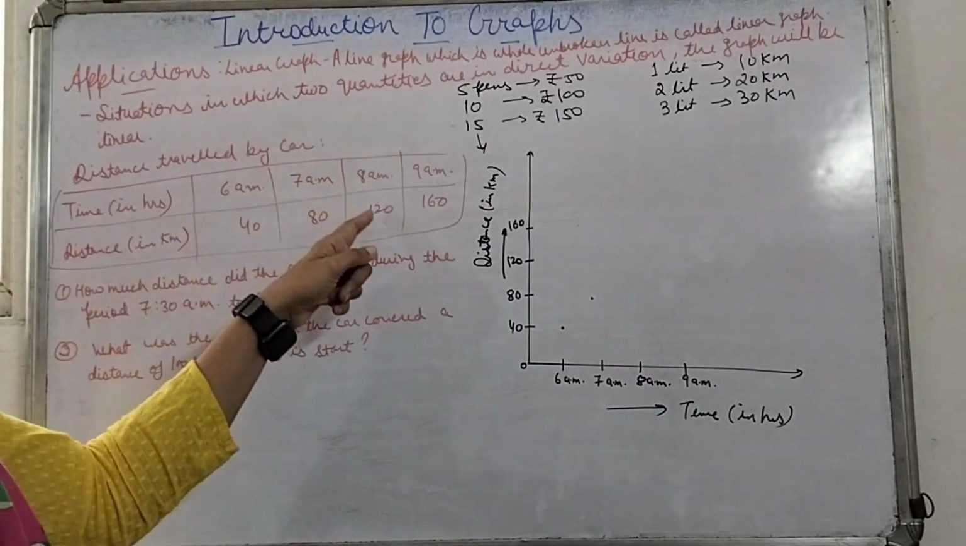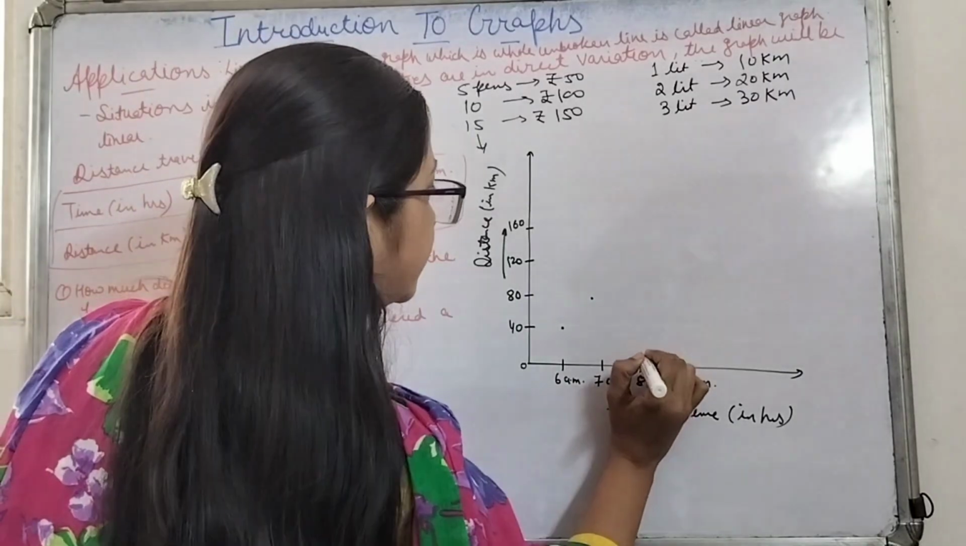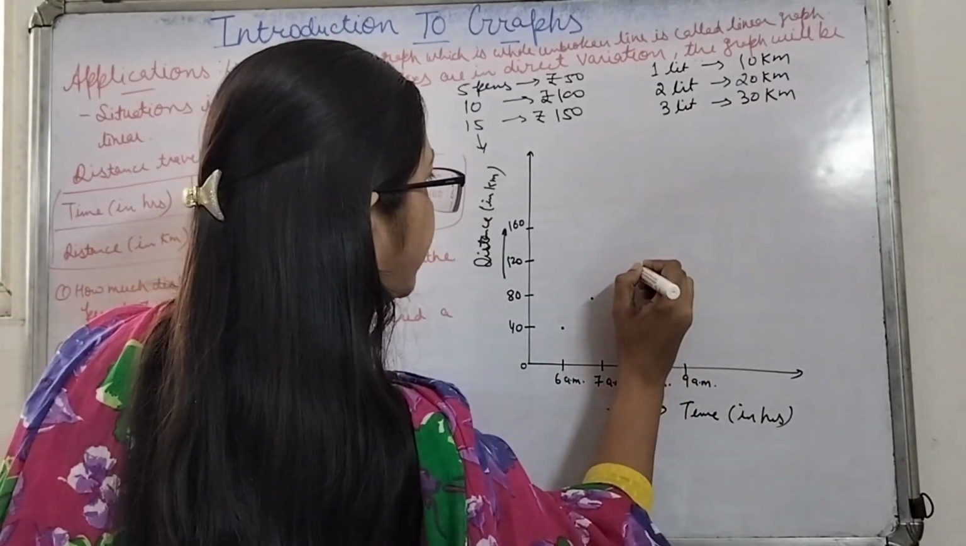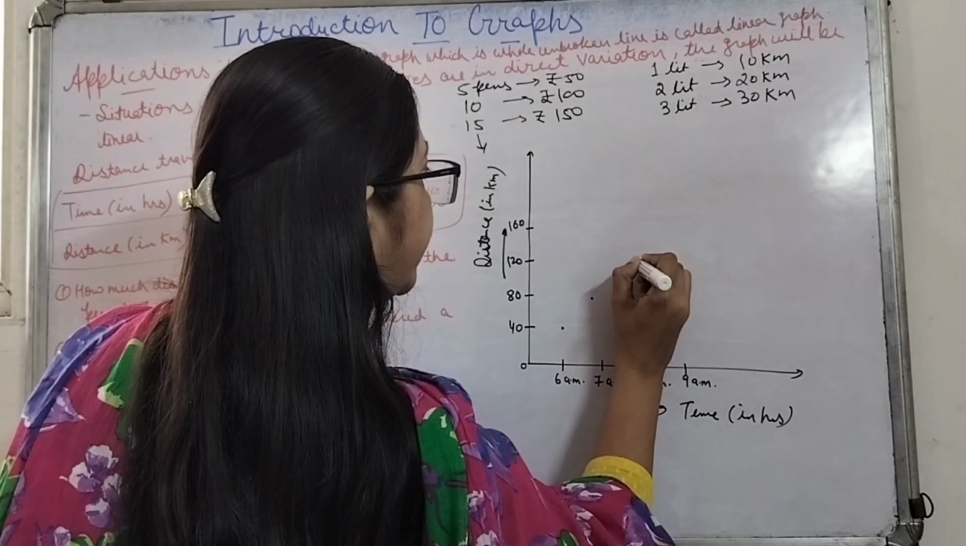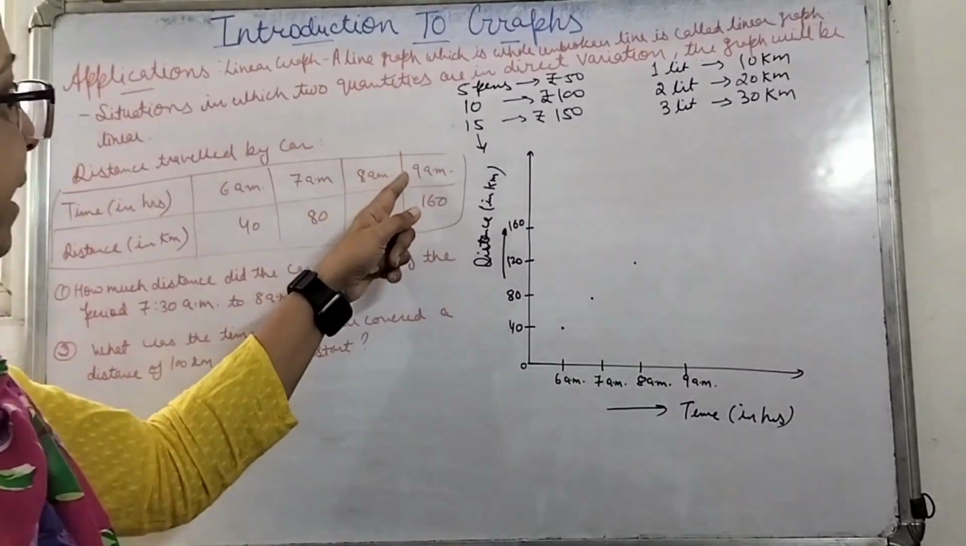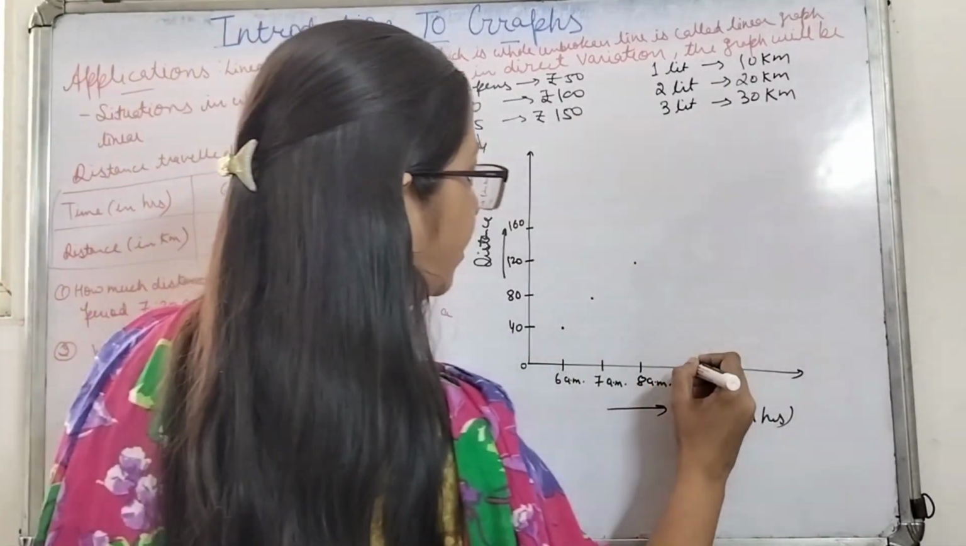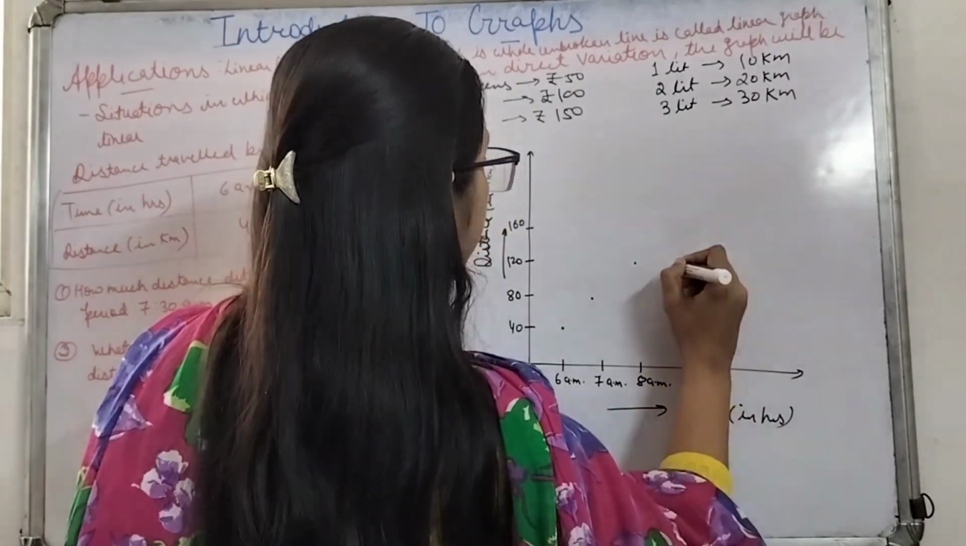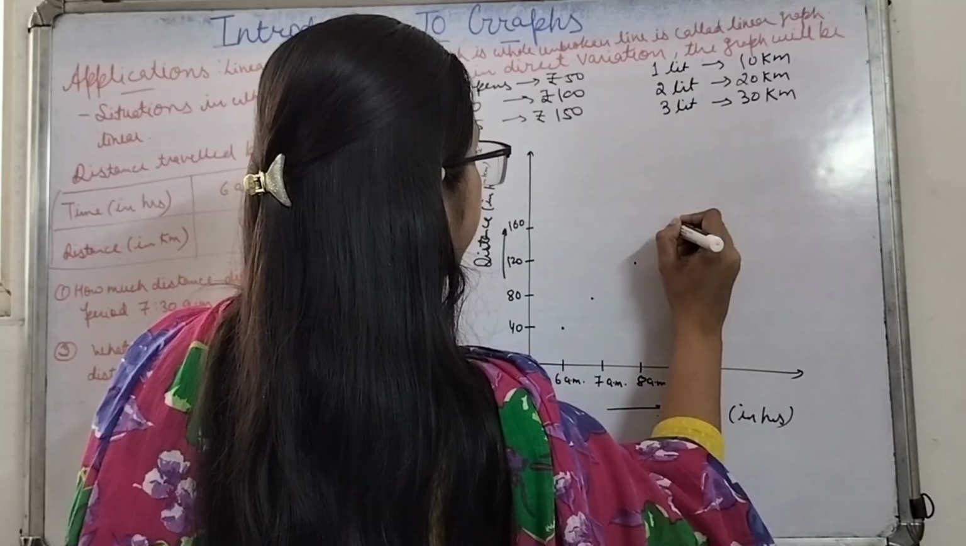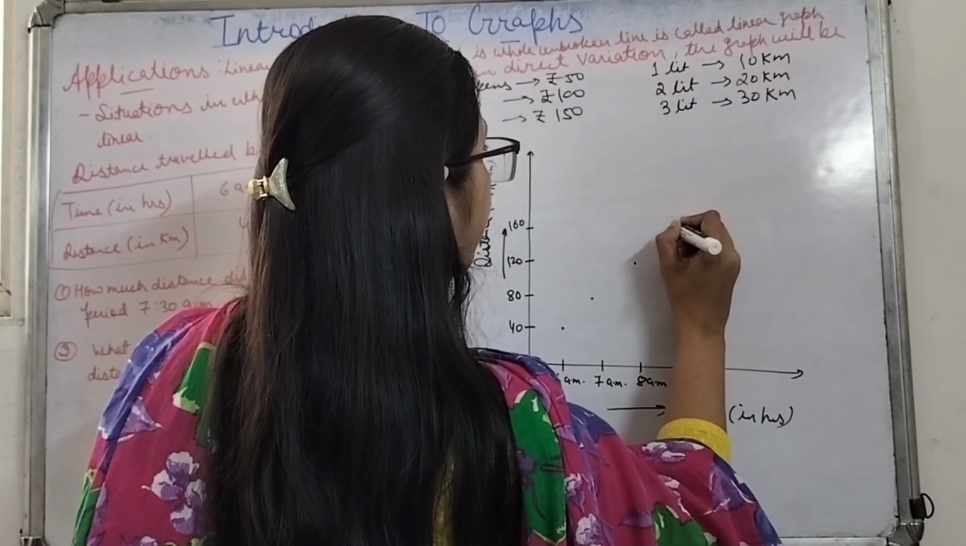At 8 a.m. it is 120 kilometers. From here we'll be moving upwards, so this is your 120 kilometers. At 9 a.m. it is 160 kilometers, so we'll be moving up from 9 a.m. At 9 a.m. it is 160 kilometers. So this will be the point.